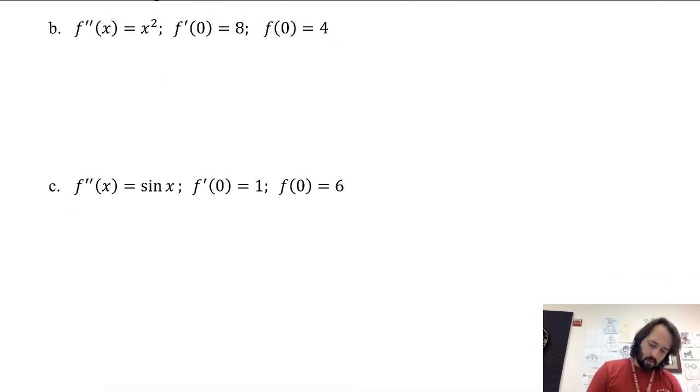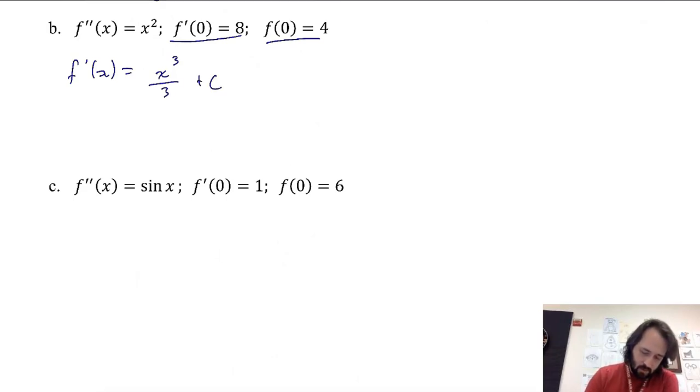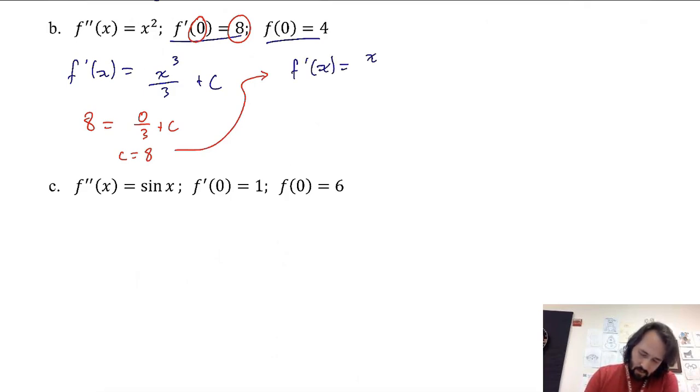All right. So f double prime, and this time I'm given f prime and I'm given f of 0. So f prime of x would have been x to the third over 3 plus c. Since I have to be able to put in 0 for x and come out with 8, f prime of 0 is 8, so 8 equals 0 over 3 plus c, so c must be 8, which means that f prime was x cubed over 3 plus 8.